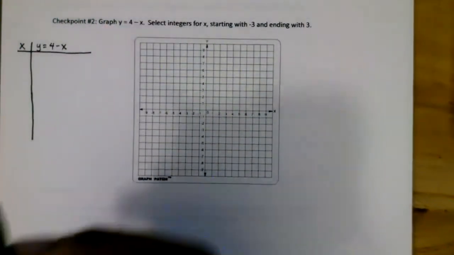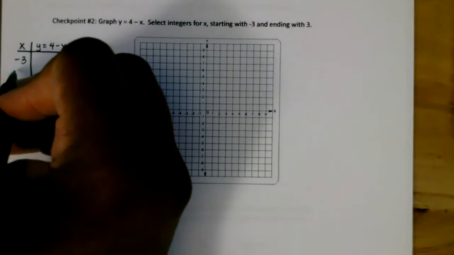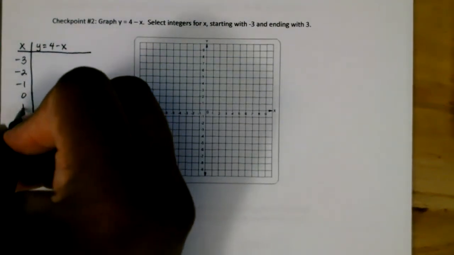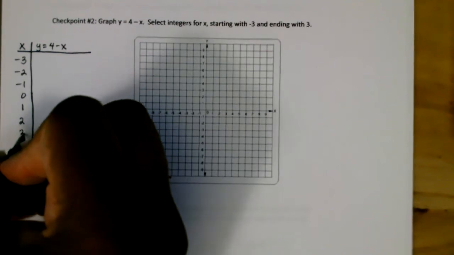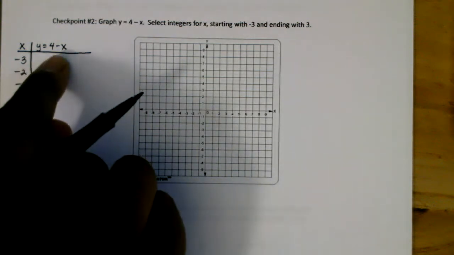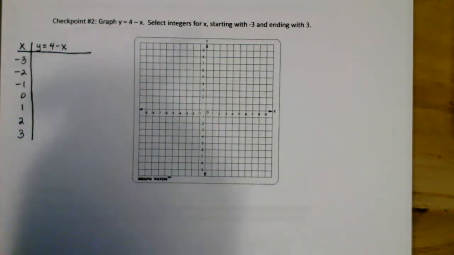My equation is y is equal to 4 minus x. And we're starting from negative 3 to 3. So negative 3, negative 2, negative 1, 0, 1, 2, and 3. So again, for each x, I'll substitute in this equation to find out what y is.